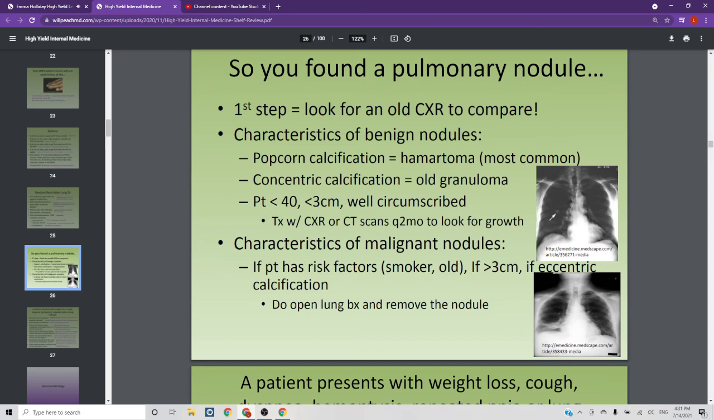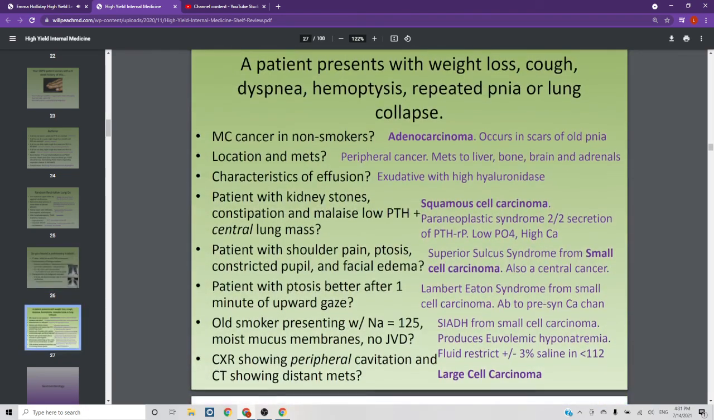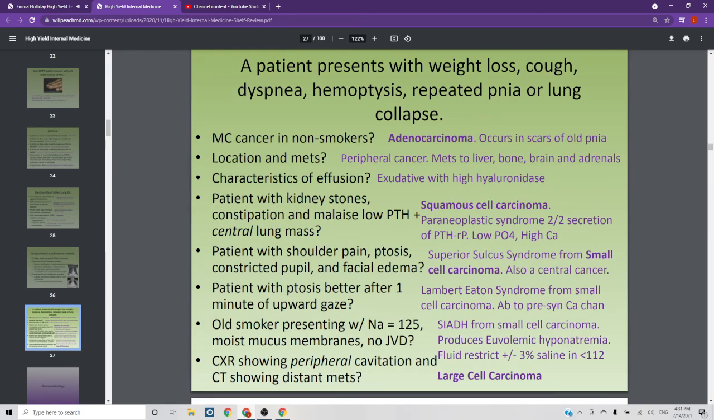Okay, so here are your scary cancer symptoms. Weight loss, cough, dyspnea, hemoptysis, where they keep having pneumonia in the same lobe, their lung keeps collapsing. Those symptoms all equal cancer, right? That is lung cancer. So for the different types of cancers, there are 4 that you need to know, and there are different buzzwords they can give you to suggest which one they're trying to talk about.